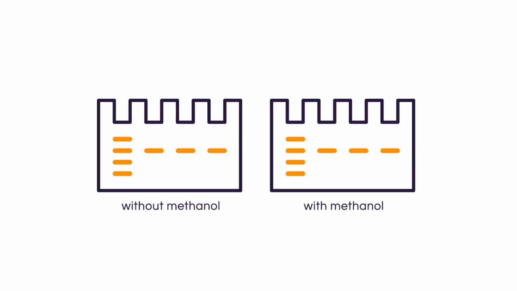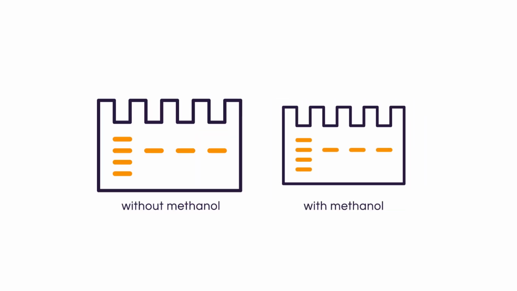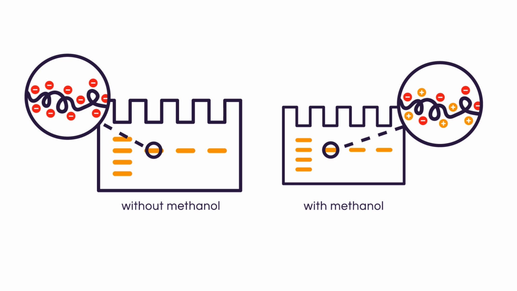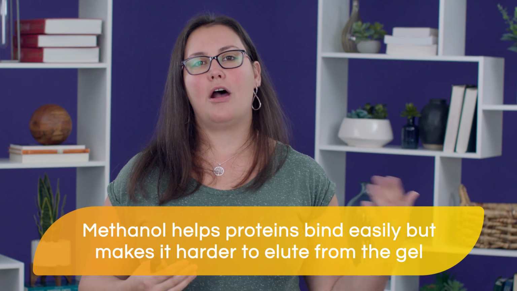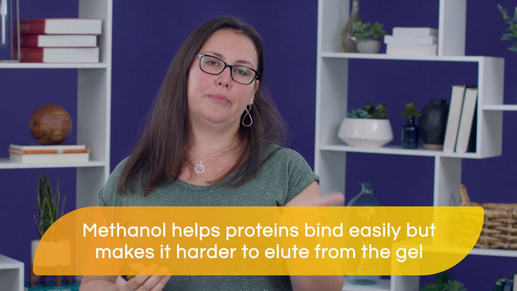So methanol shrinks the polyacrylamide gel, and it also strips SDS from your proteins of interest. What that ultimately means is that in the presence of methanol, it's easier for proteins to bind to the membrane, but it's also harder for them to elute from the gel onto the membrane. So depending on your proteins of interest, you'll probably need to adjust the percentage of methanol on your transfer buffer.